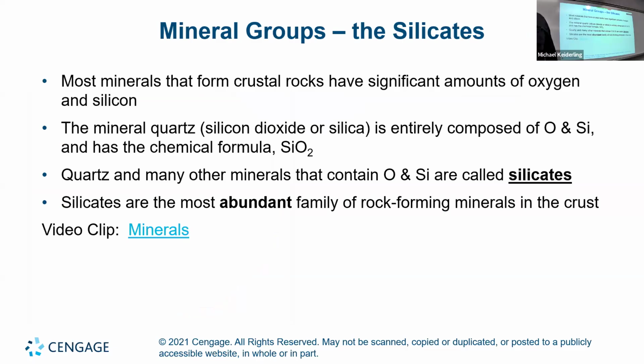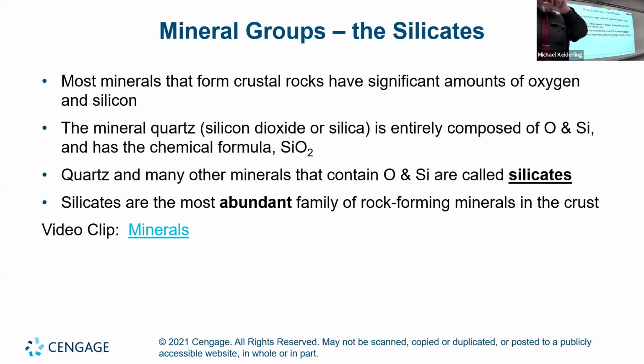So most of the minerals that form crustal rocks have significant amounts of oxygen and silicon. These are the silicates, the biggest group of minerals. The mineral quartz is pure silicon dioxide, or silica. It's entirely composed of oxygen and silicon and has the chemical formula SiO2, silicon dioxide. For every silicon, there are 2 oxygens.